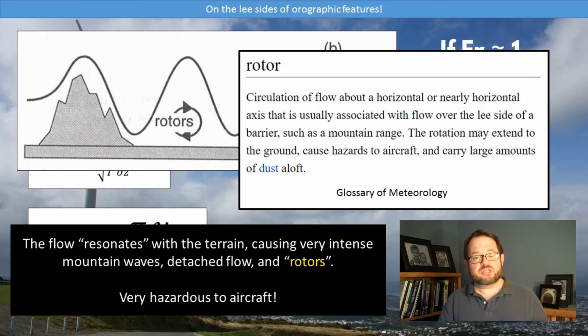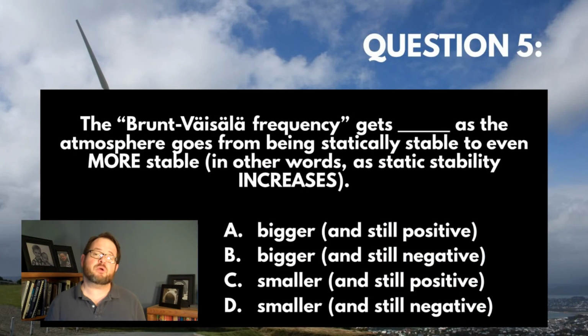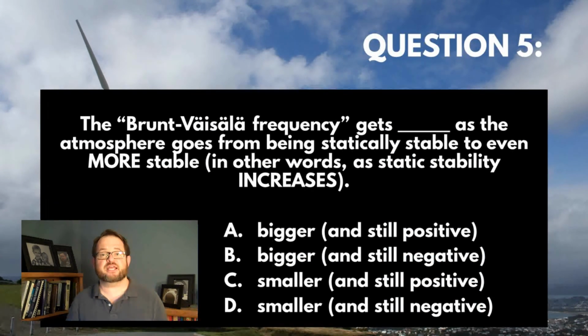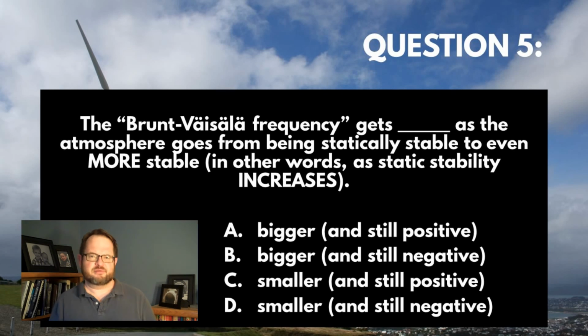Cool. Okay, we're at the end of this lecture here. Let me ask you 3 quick questions before you get ready to move on to the next lecture. Question 5. The Brunt-Väisälä frequency gets blank as the atmosphere goes from being statically stable to being even more statically stable. In other words, as the static stability increases. Is it getting bigger or smaller? And is it positive or negative? Those are your 4 options right there. Alright, make a choice from those 4 options and get some feedback before you move on to question 6.